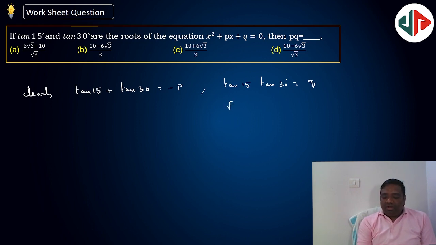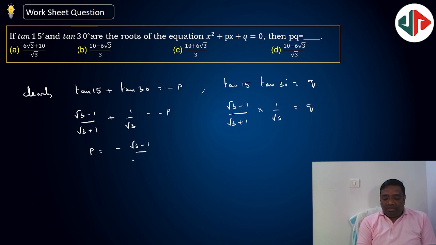Tan 15 is what value? Root 3 minus 1 by root 3 plus 1. Tan 30 means 1 by root 3, which is equal to q. That is the condition. And tan 15 plus tan 30 means root 3 minus 1 by root 3 plus 1 plus 1 by root 3 is equal to minus p. So here the p value is equal to minus of root 3 minus 1 by root 3 plus 1 plus 1 by root 3.